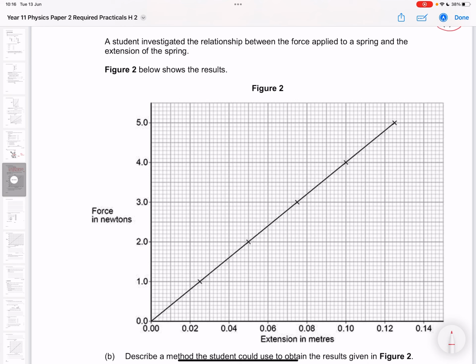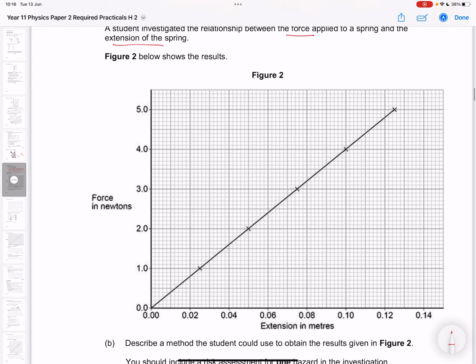The student investigated the relationship between the force applied and the extension of the spring. So in any experiment, we will have these variables. In this experiment, we are changing the force. So force is our independent variable. And we are measuring the extension. So extension is our dependent variable. And they would ask about a control variable as well.